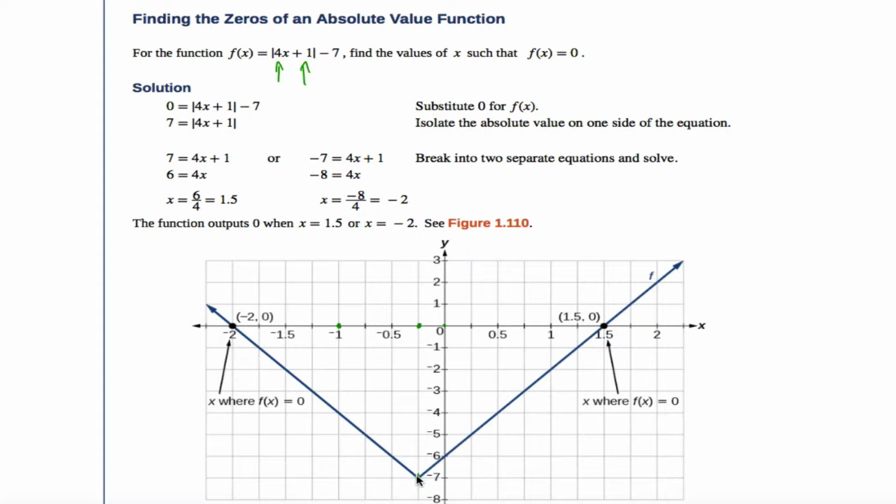I haven't verified the entire graph. I've just verified that the vertex ends up right here. But if you did that for one other point, maybe that would be enough to convince you that this is in fact the right graph.